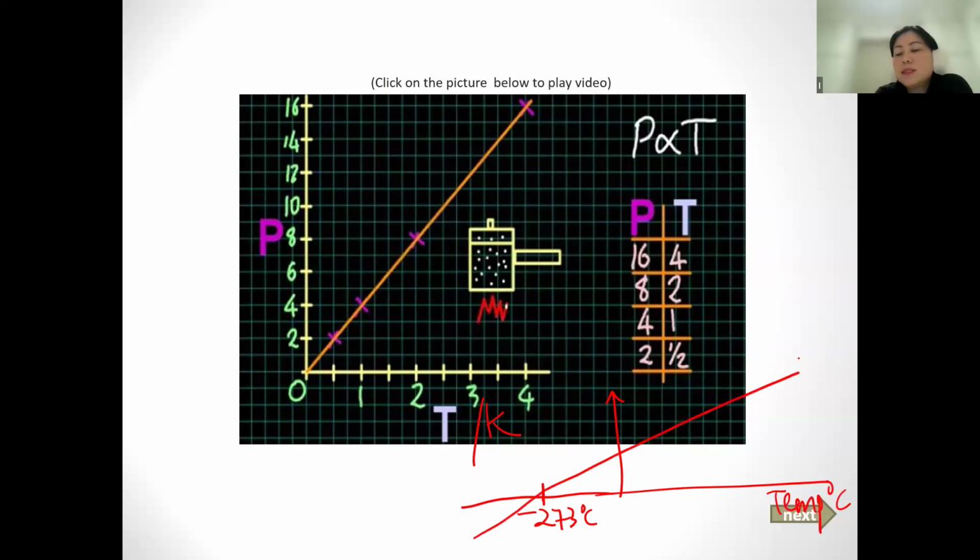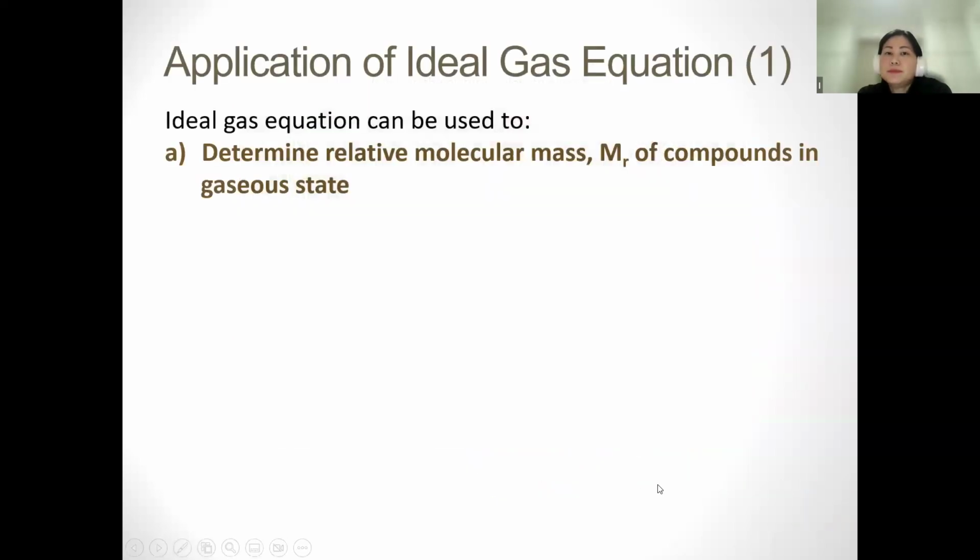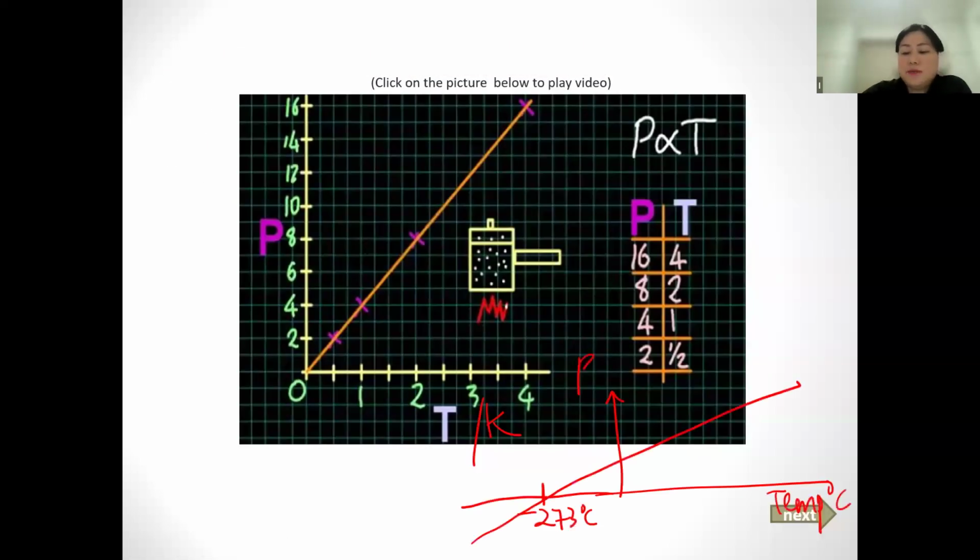So the graph would be like this. Straight line cutting at this part. If this is P against temperature in degrees Celsius. Okay, so that gives us another formula.